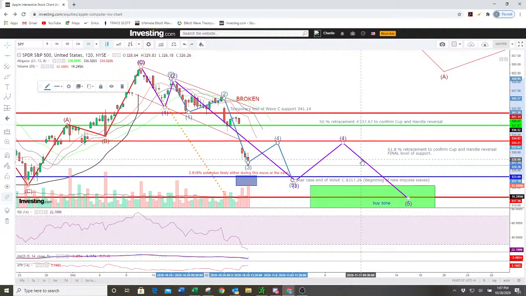Because remember, with these Elliott waves, the strongest points that we're looking for are the end of wave 2 and the end of wave C, because that's when either a new wave 1 starts, a new impulse wave, or a wave 3, which is the biggest impulse wave of all. That's where you're going to make your biggest money.